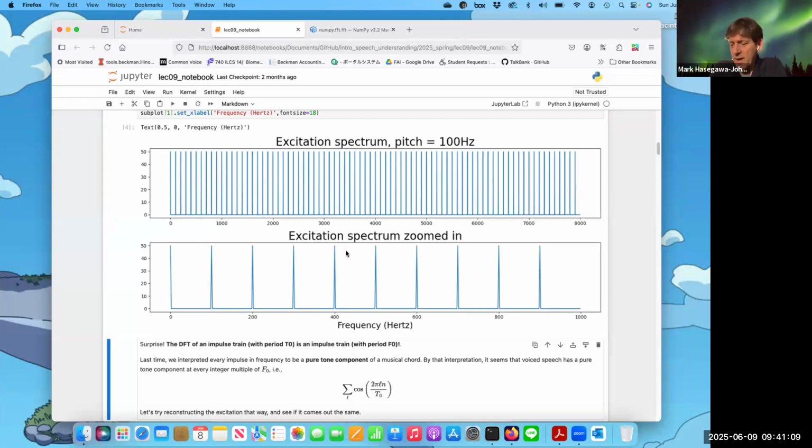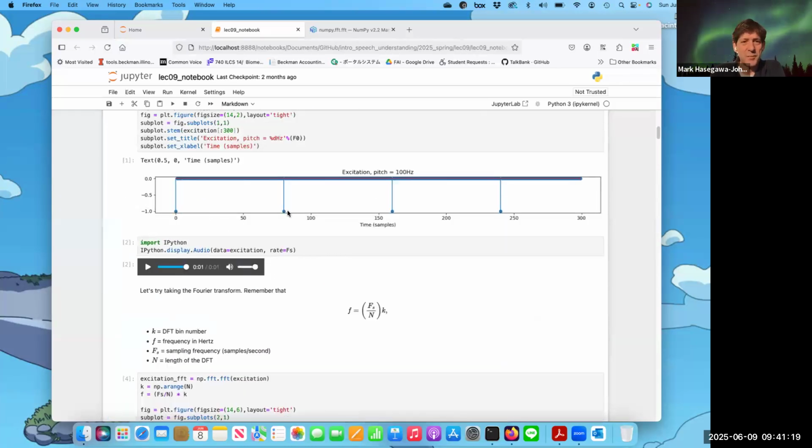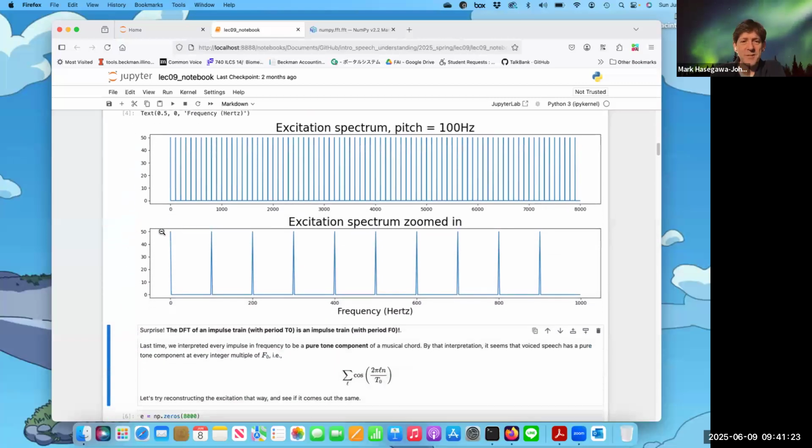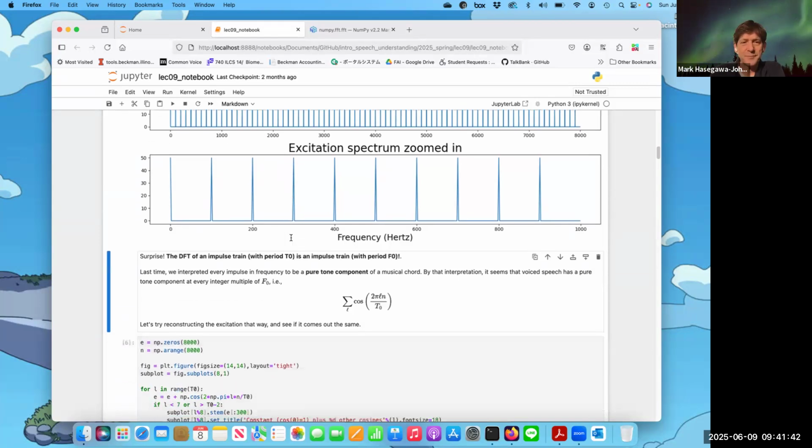So one way of saying this is that the Fourier transform of an impulse train is an impulse train. If it's an impulse train in the time domain with no variation, all of these have the same amplitude in the time domain, then in frequency, they also all have the same amplitude. This is unique. For most signals, that's not the case, right? If you take the Fourier transform of a regular speech signal, you don't get a regular speech signal. This is unique only to the impulse train. When you take the Fourier transform of an impulse train, you get an impulse train.